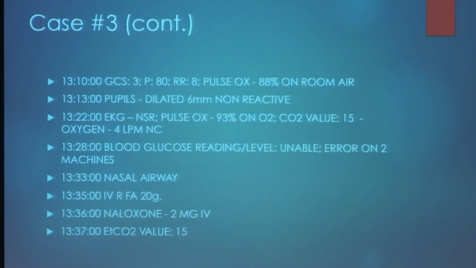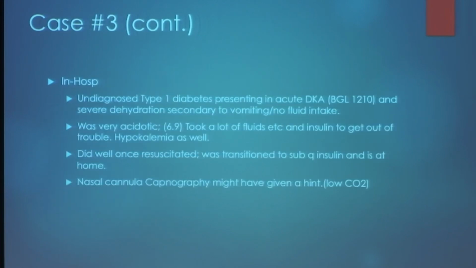Okay, I'll buy the naloxone on this one. You know, we don't know if it's a drug overdose. We got decreased respiration and decreased GCS. ETCO2 again, 15, making me a little suspicious. So we got a little bit of fluids in there.